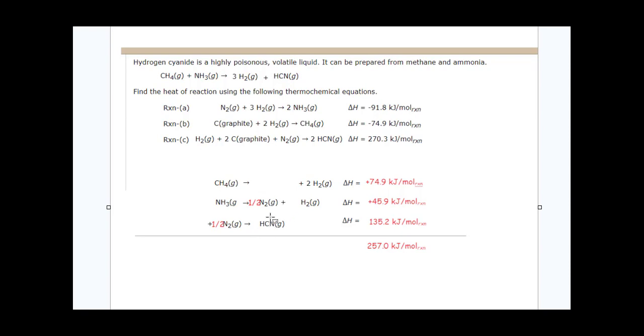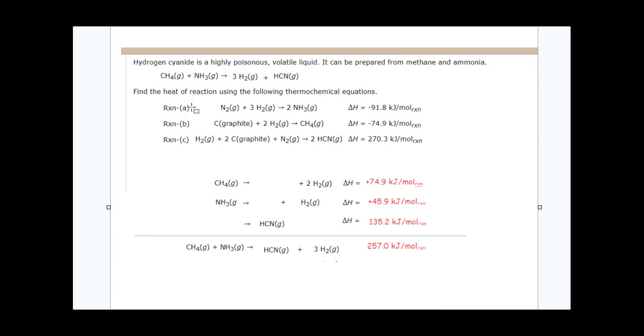Now, I've got a half of a nitrogen over here, that weird 1/2 of an N2 mole, and I have a half of nitrogen here. And look, it adds up. I've got methane and ammonia making 1 hydrogen cyanide. Here we go, 3 hydrogens. Now that took some extra time, but at least you understand what's happening here.